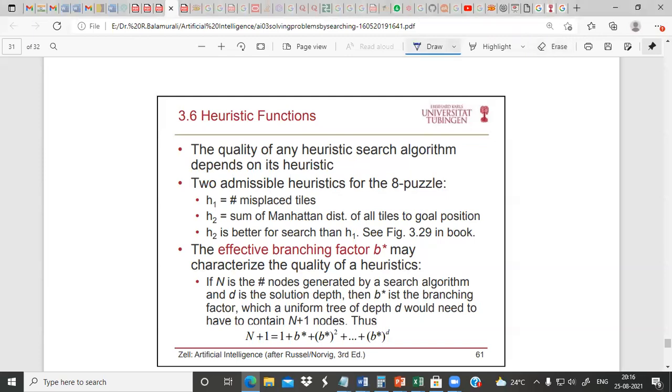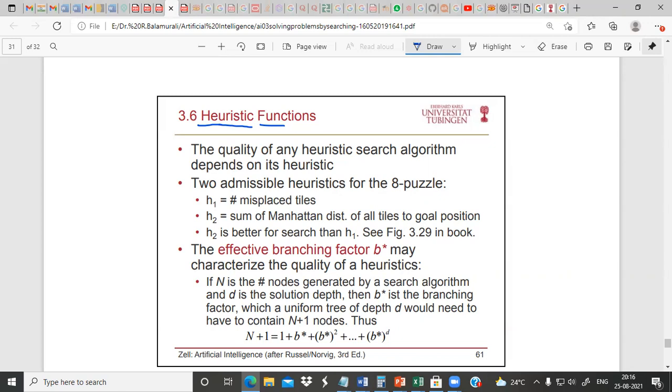So the heuristic function actually plays an important role in effectively solving the problem. How effectively the problem gets solved depends on the heuristic function, how nicely the heuristic function is designed. The better the heuristic function is, the more effective the problem solving will be. Okay, so we'll be discussing that with an example.